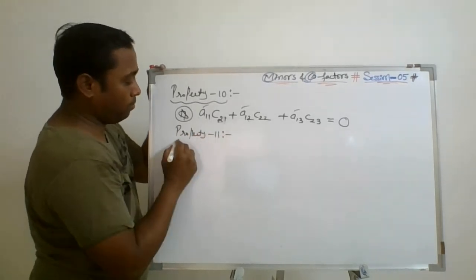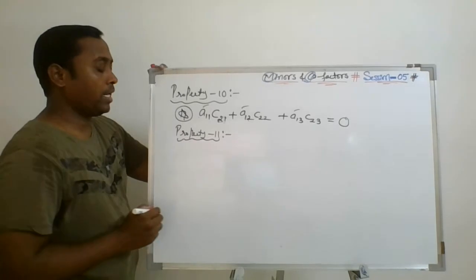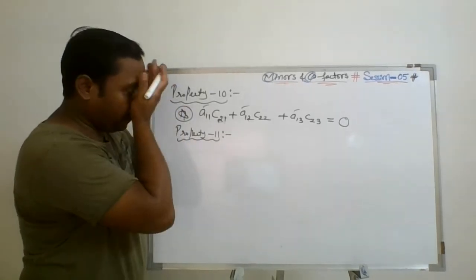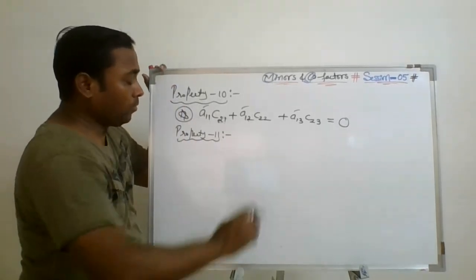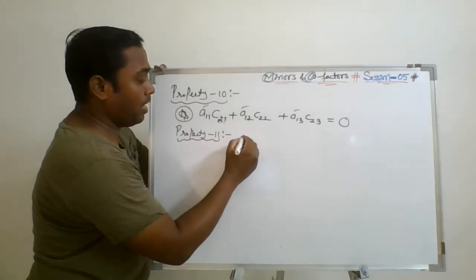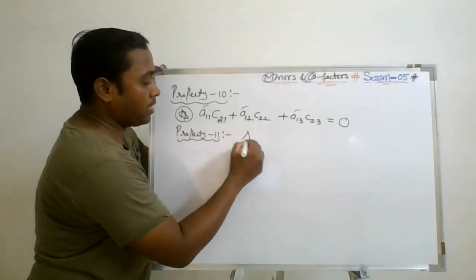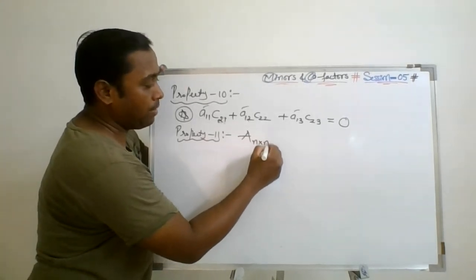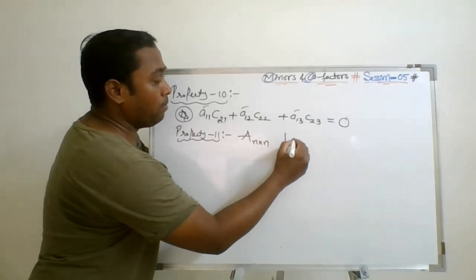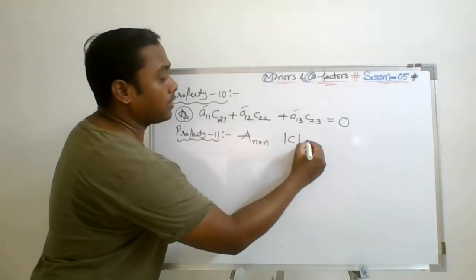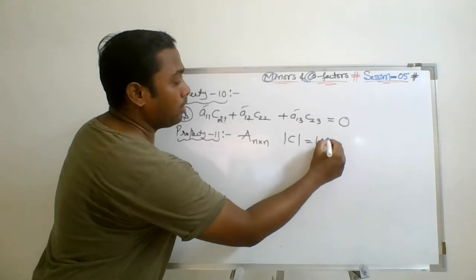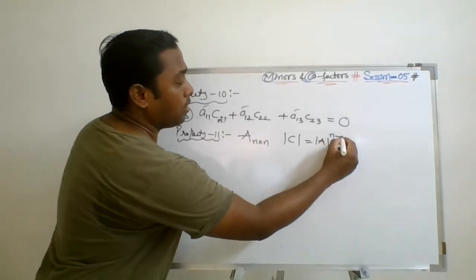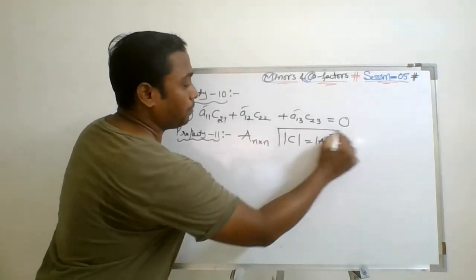Now coming to property number 11. What does property number 11 speak about? See, first of all, this property number 11 says that if A is a square matrix of order n by n, then the determinant of the cofactor matrix is simply the determinant of A to the power n minus 1.